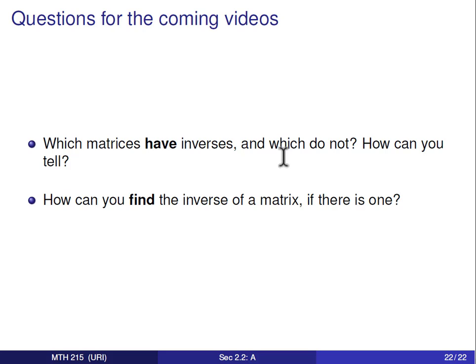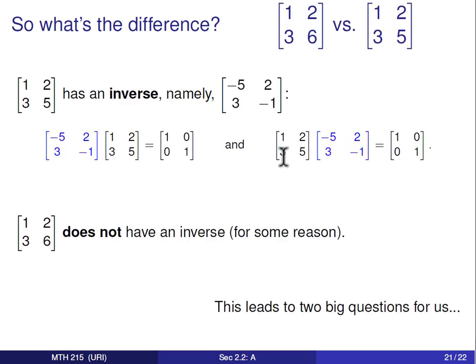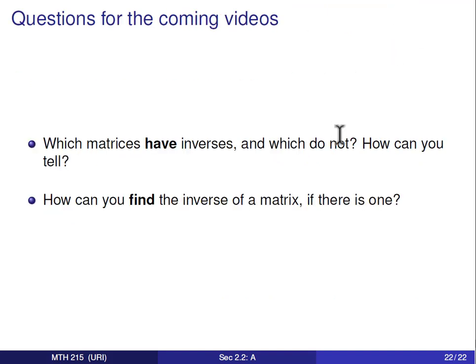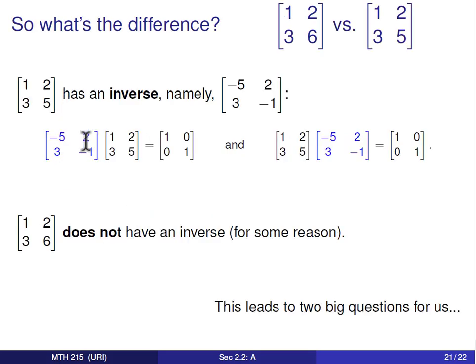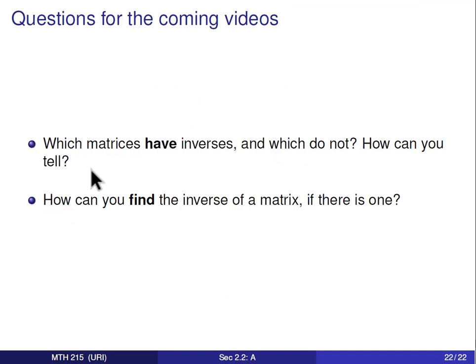Can you tell just by looking at our matrix? Is there a way I could look at these two matrices and decide that the second one had an inverse and the first one did not? How do you do that in general? Second of all, if you know that a matrix has an inverse, how do you find the inverse? Where did this matrix -5, 2, 3, -1 come from? Is there any procedure or rule for finding the inverse of a matrix if there is one?